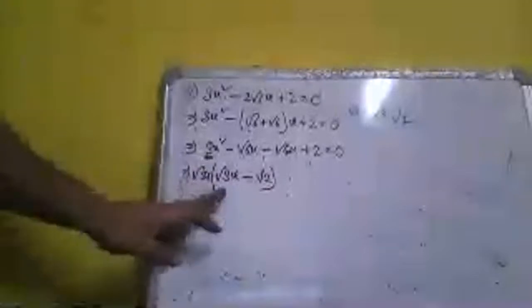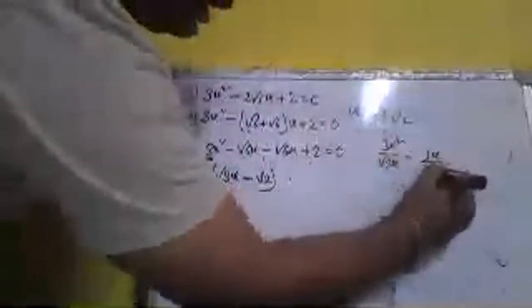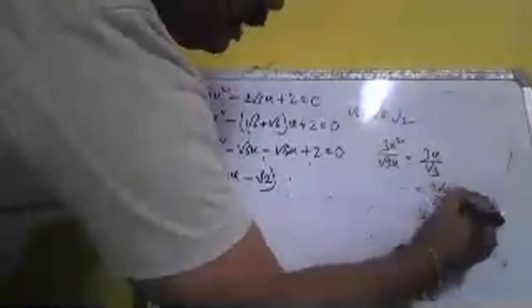How does 3x square by root 3x become? 3x square divided by root 3x. That x and x cancel, and this one is thrice x by root 3. Now you can do the rationalize. Then root 3 into root 3, sorry, root 3 into x, and root 3 into root 3 is 3. Then 3 root 3x by 3 cancels, and that will become root 3x.